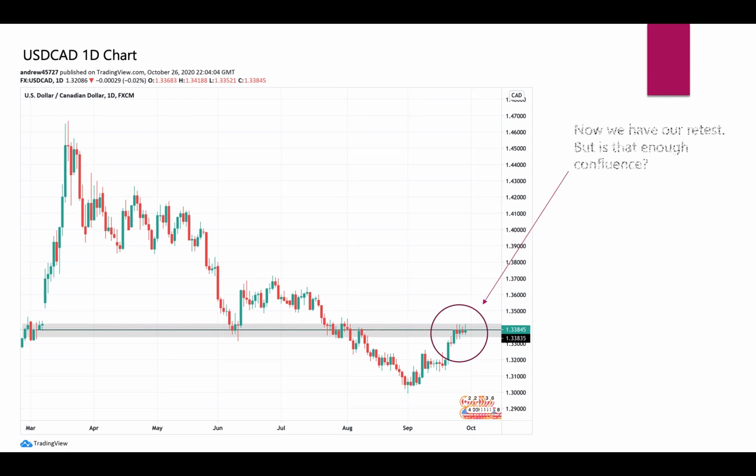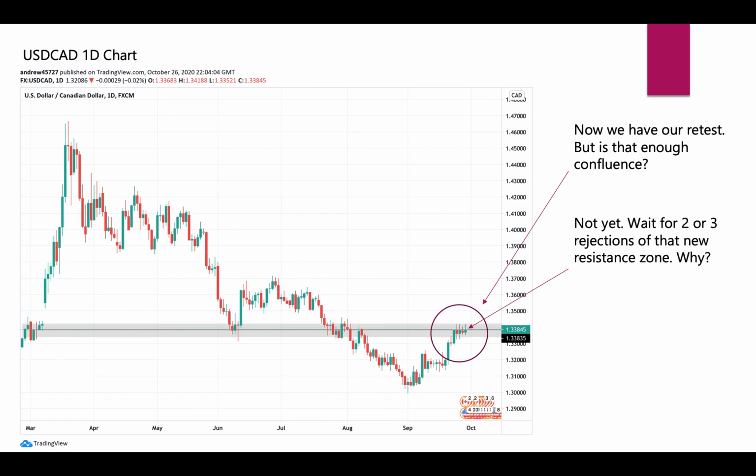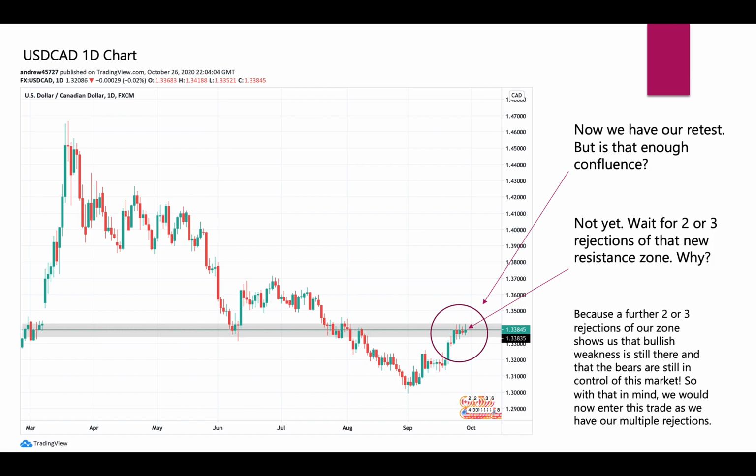We've now got our retest, yeah? But is that enough confluence? Not just yet. So we're still waiting for that 5th confluence, which is we want to see some rejections of that new resistance zone. Now, why do we wait for more rejections? Because a further 2 or 3 rejections of our new resistance zone shows us that the bulls are still weak, and they can't push through that new resistance zone. So it now becomes a strong resistance zone, and it also tells us the bears are still in control of this market.